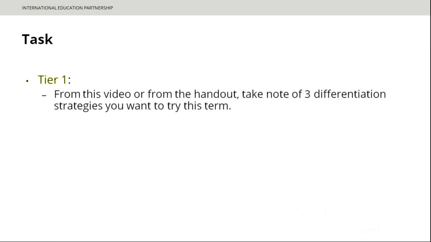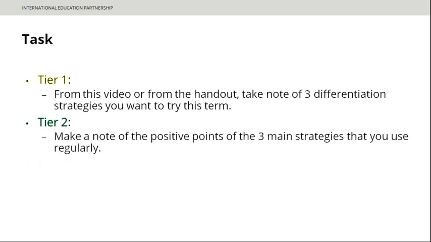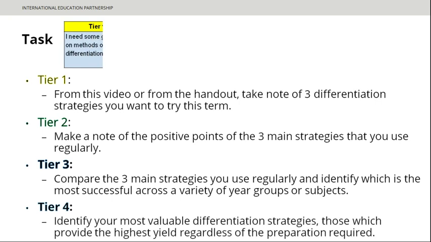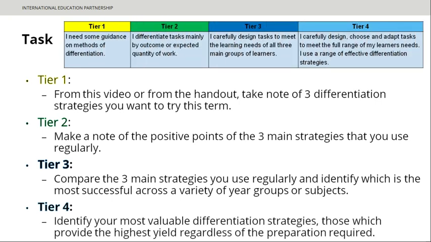So, a little task for you now, a tiered task. If you levelled yourself earlier as Tier 1, you are going to take note of 3 differentiation strategies from either this video or from the handout that you want to try this term. If you are Tier 2, you're going to make a note of the positive points of the 3 main strategies that you use regularly, so you're assessing your own strategies.